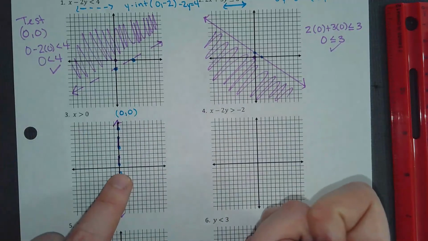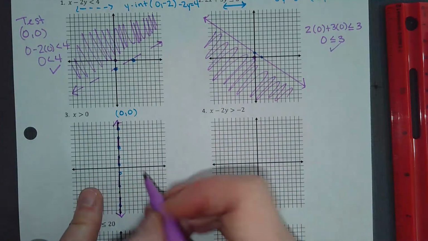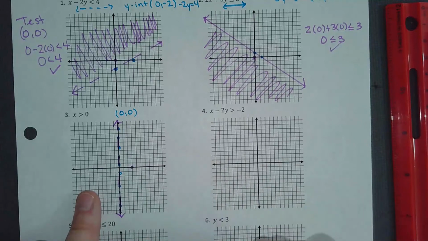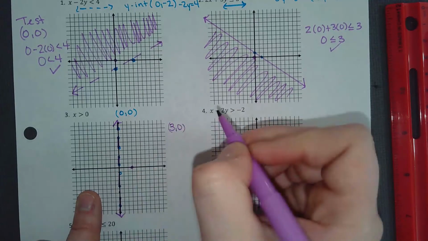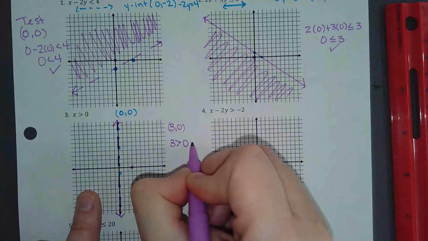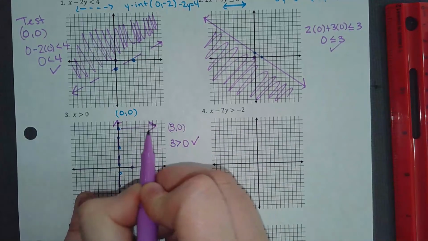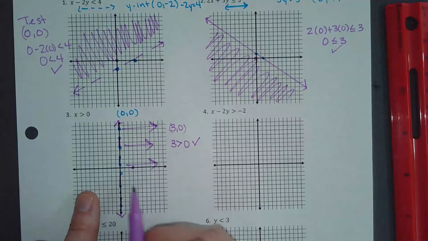And I can't pick (0, 0) because it is on the line. So I'm going to come over here and pick a point over here. I'm going to pick (3, 0). So testing (3, 0), plug in 3 for x, is 3 greater than 0? That's true. So I'm going to shade this way.